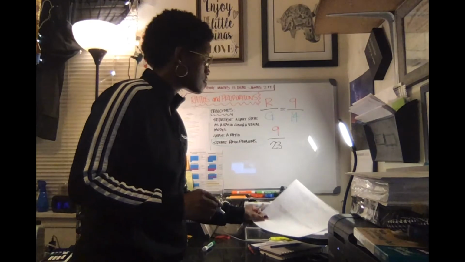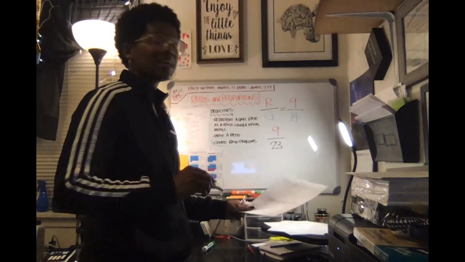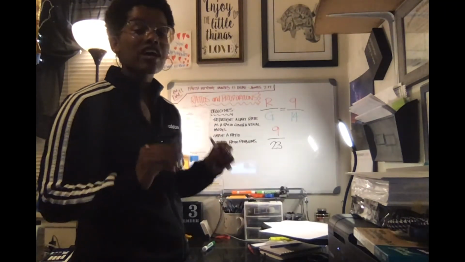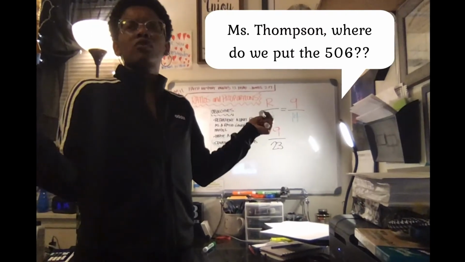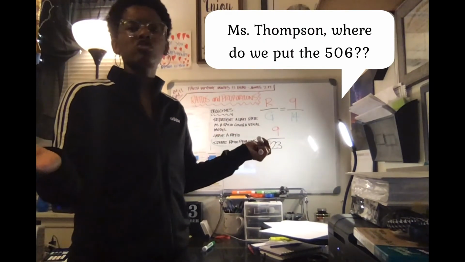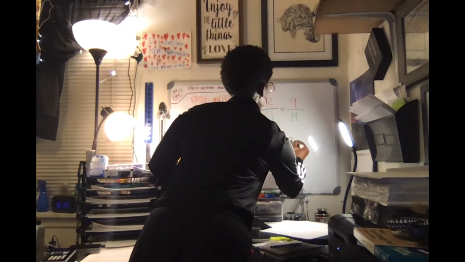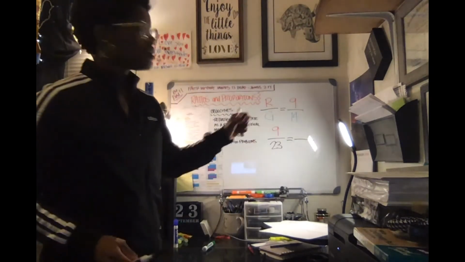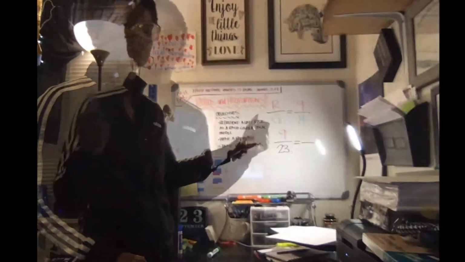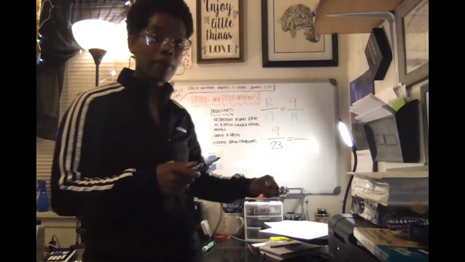They tell us that the total amount in the whole bag is 506. Miss Thompson, where do we put the 506? We're going to create another fraction. Where do we put the 506? Do you think we put it on the top or the bottom?